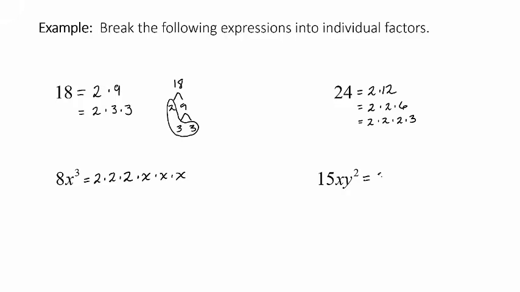Okay, so 15, I think of 3 times 5, right? 3 and 5 are both prime numbers. And then x, that's just by itself, and then we have y squared, which is y times y. So the ability to break something into its individual factors, both numbers and variables, is going to be really important as we go about learning various factoring techniques with polynomials.